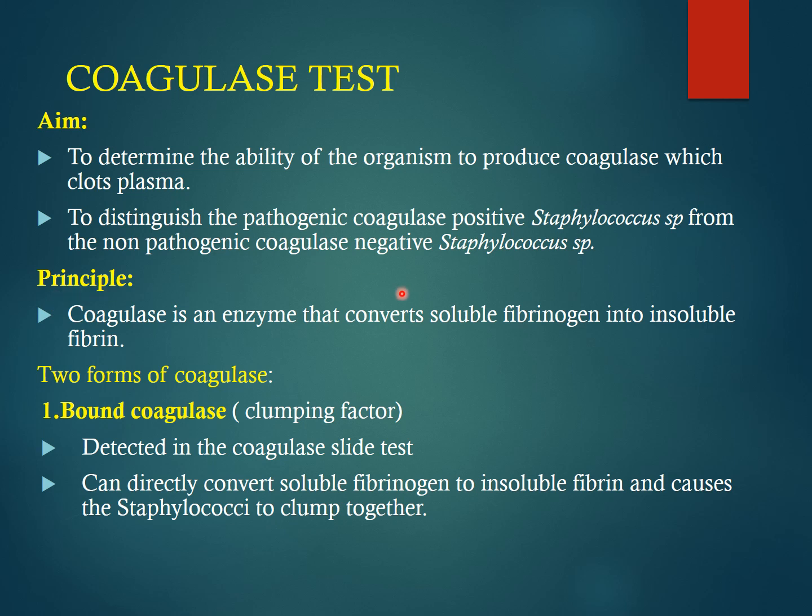It is based on the principle that the specific Staphylococcus species produces coagulase enzyme and that converts soluble fibrinogen into insoluble fibrin. There are two forms of coagulase. One is bound coagulase, otherwise known as clumping factor. It is detected in the coagulase slide test and it can directly convert soluble fibrinogen into insoluble fibrin and causes the staphylococci to clump together.